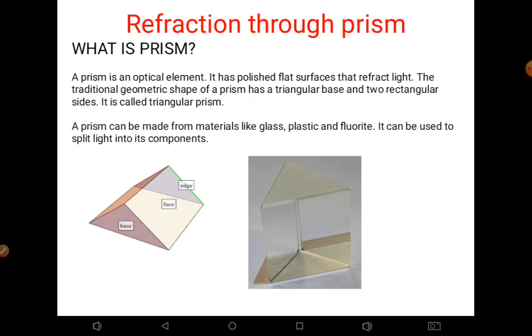As you know, the refraction of light is the bending of light when light travels from one medium to another medium. Now we have to discuss how light passes through the prism, a triangular prism.